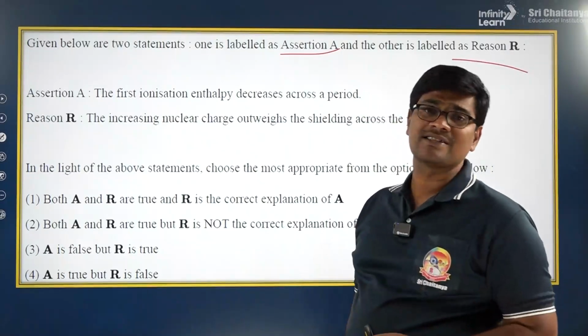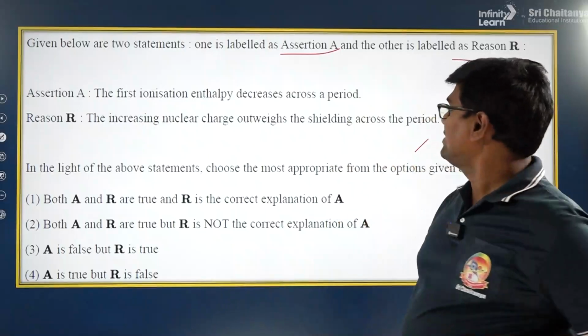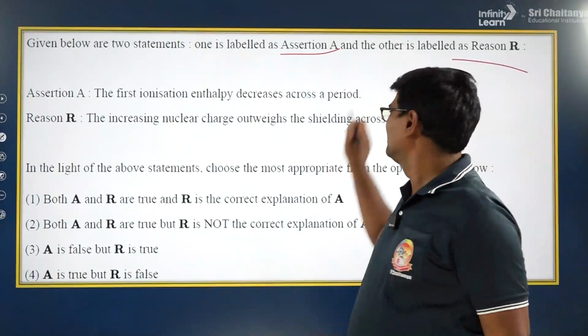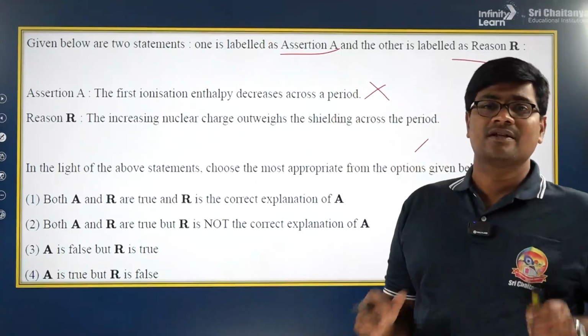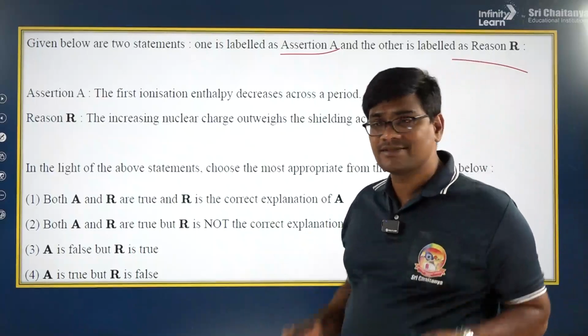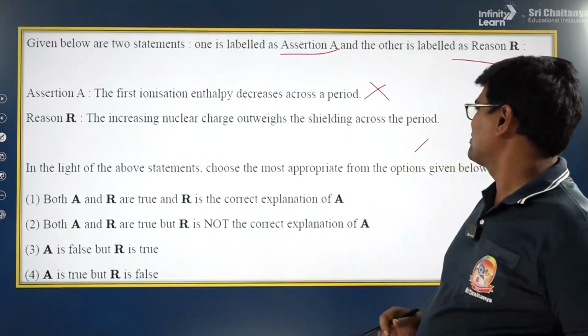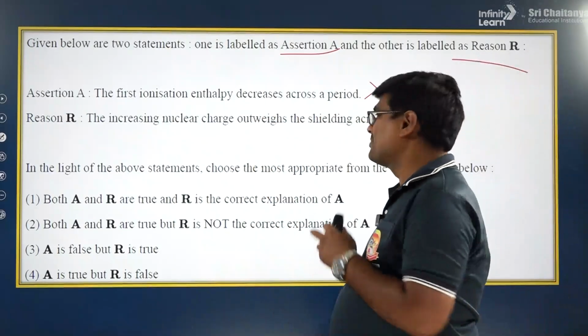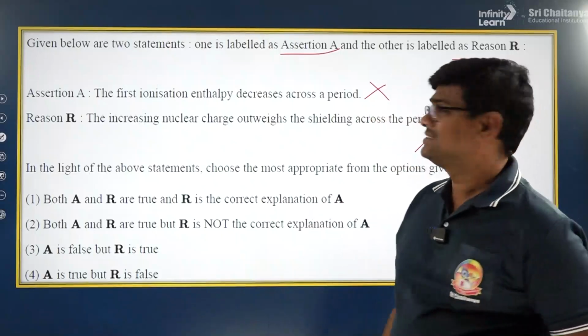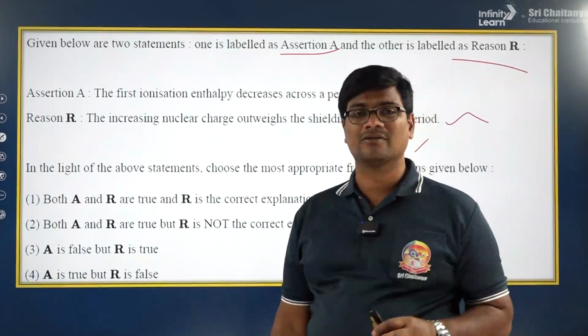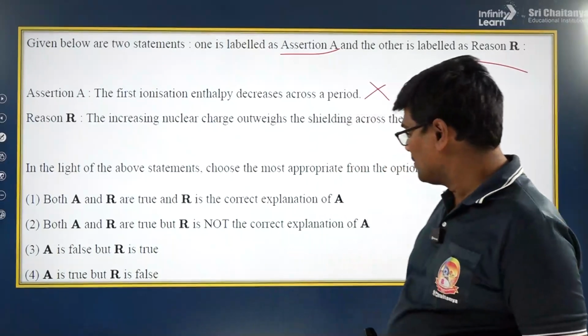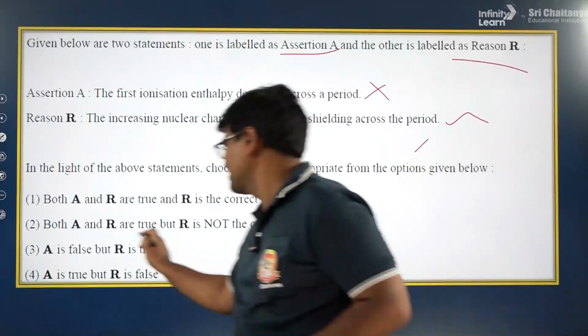Let's see the assertion once again. First ionization enthalpy decreases across a period. Wrong. First ionization enthalpy generally increases across a period because the increasing nuclear charge outweighs the shielding across the period. So, the reason is correct, the assertion is wrong. Reason is true and assertion is false means what is the right option?